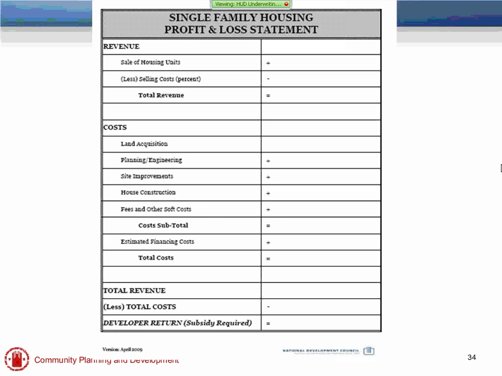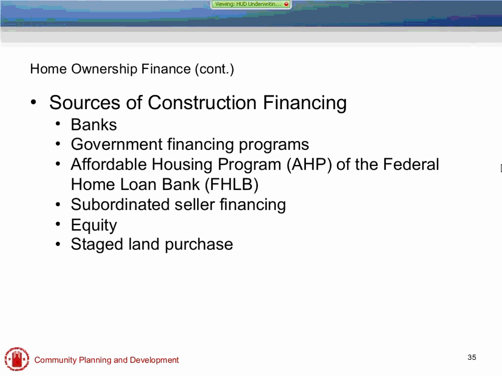So let's look at some of the sources of our construction financing. As with the rental housing, we're looking at typical banks, also looking at government financing programs. With our homeownership finance, we're also looking maybe at the Affordable Housing Program of the Federal Home Loan Bank. And really, AHP provides grants and subsidized loans that help support both affordable rental housing and also home ownership opportunities. So that's one great source of potential uses and finding ways to get some construction financing.